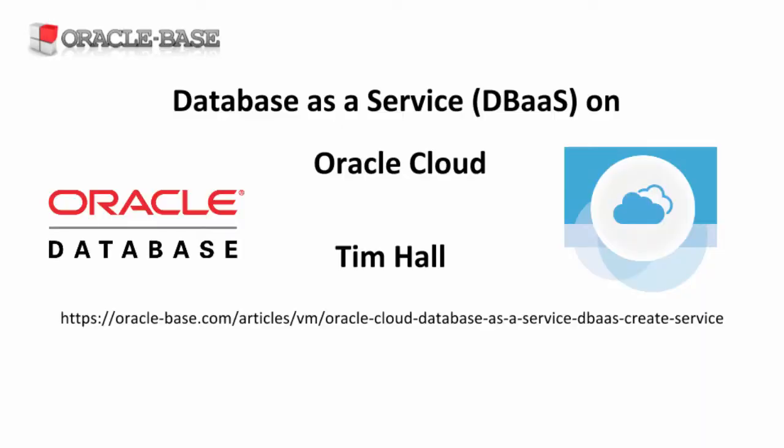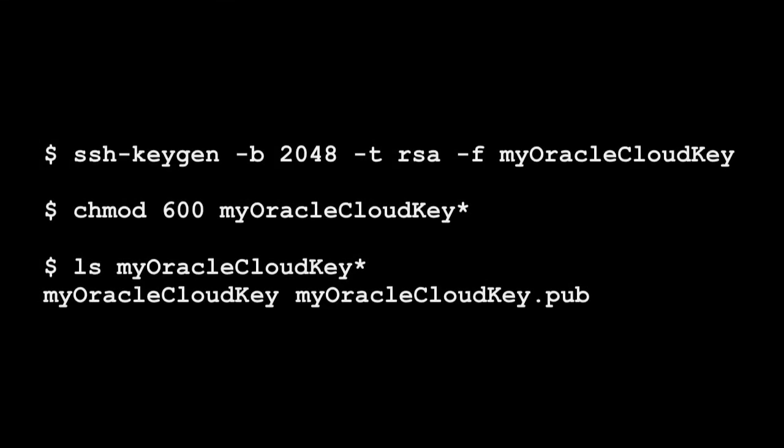In this video, we're going to look at provisioning a new database using the Oracle Cloud Database as a Service offering. The first thing we need to do is generate a key pair for authentication to the service. We'll be asked to upload the public key during the service creation. With the key pair created, we can now start using Oracle Cloud.